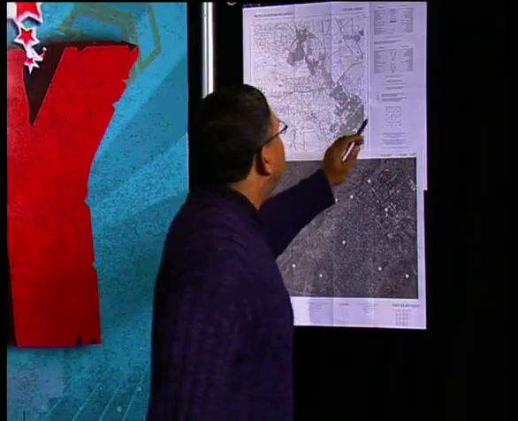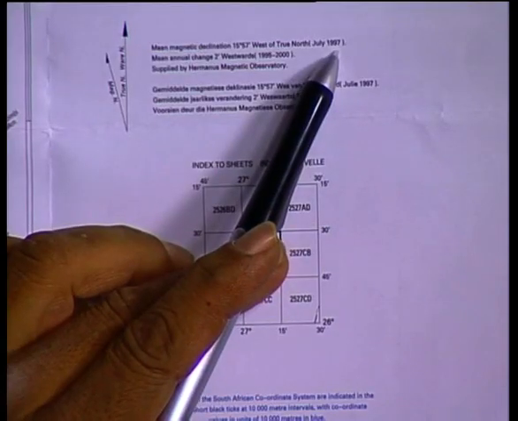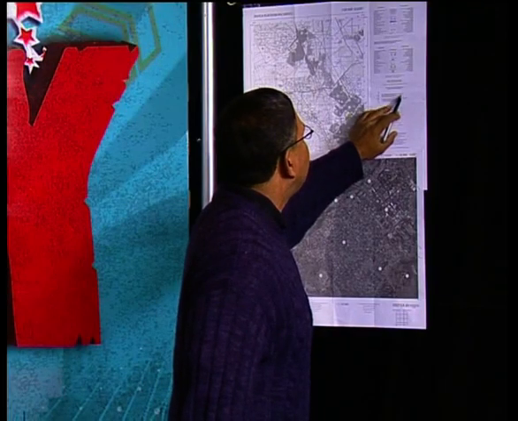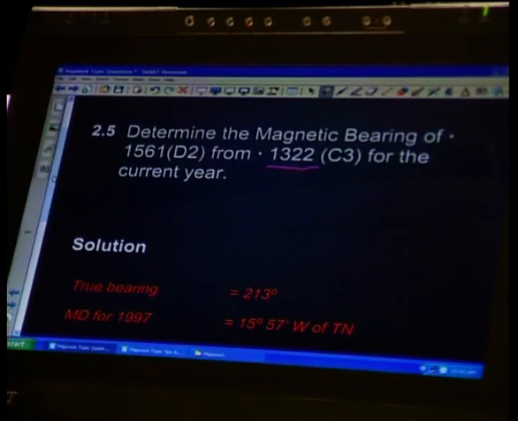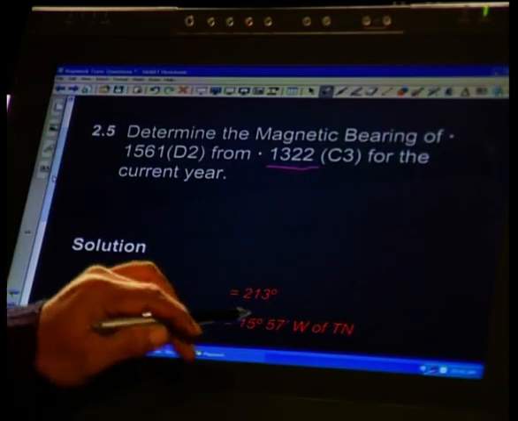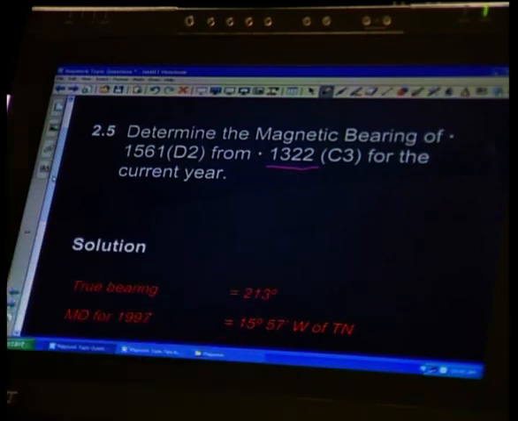And also it gives you a year. Don't worry so much about the month, etc., the year. It states 1997. So I record that down when I'm answering the question. The magnetic declination for 1997 was 15 degrees, 57 minutes west of true north.